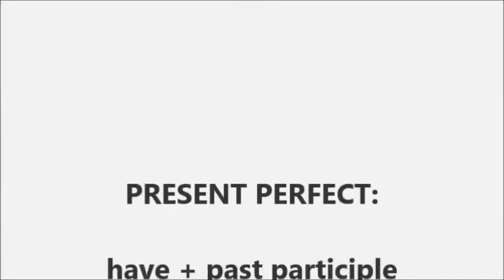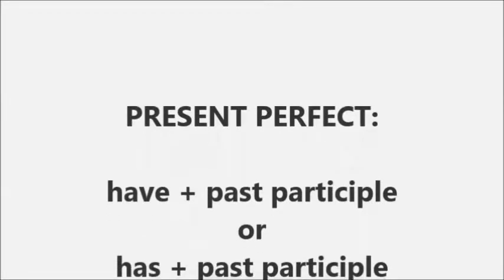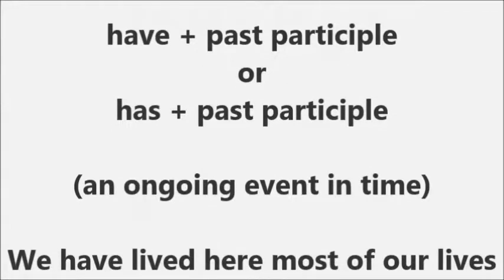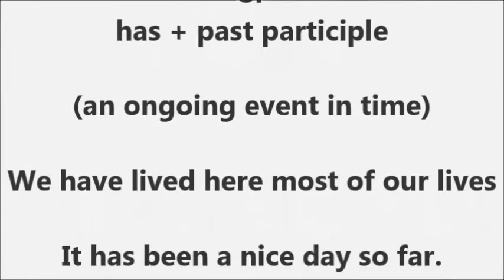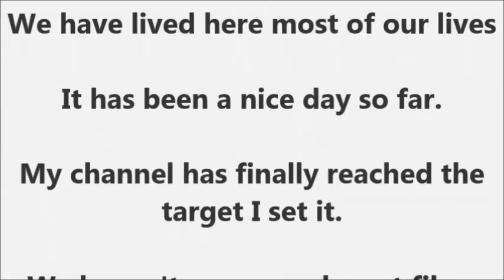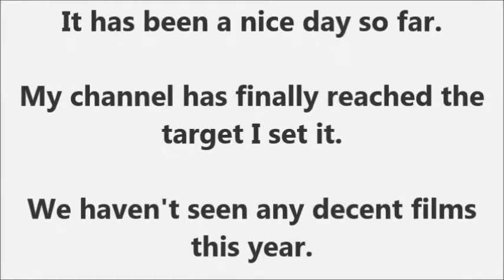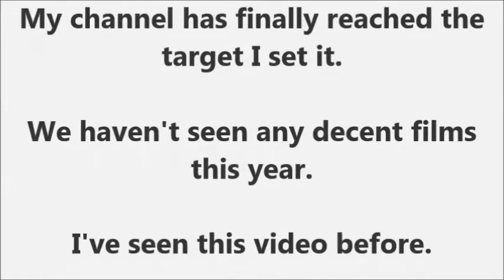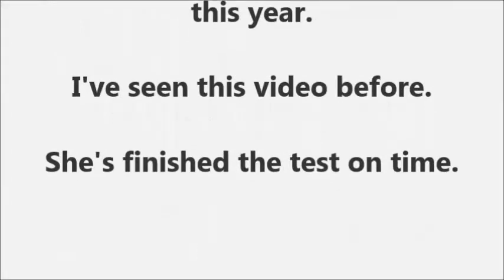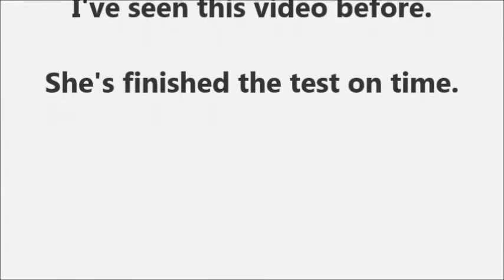So, what about the present perfect? Yes, that's another past tense. Have plus past participle, or with has plus past participle. An ongoing event in time. We have lived here most of our lives. It has been a nice day so far. My channel has finally reached the target I set it. We haven't seen any decent films this year. I've seen this video before. She's finished the test on time. Yes, you may have seen this video before, but this is a much better version of it. This is longer, and this one has narration. The other one didn't, remember.